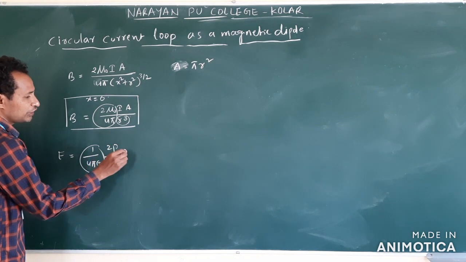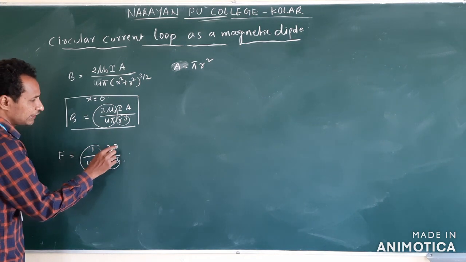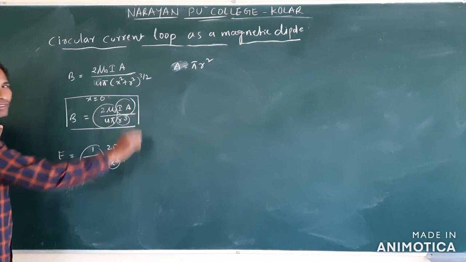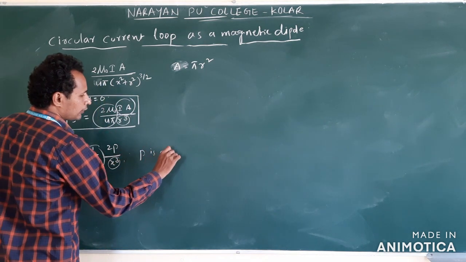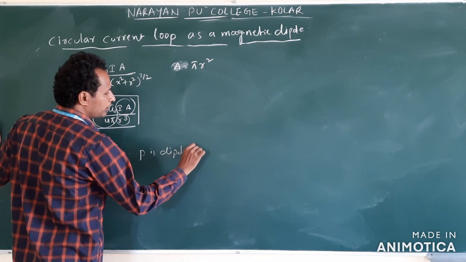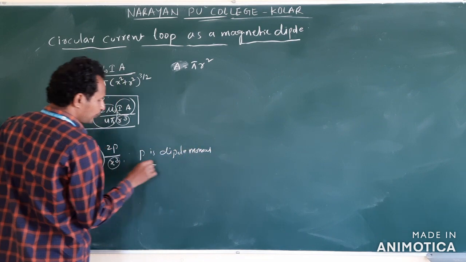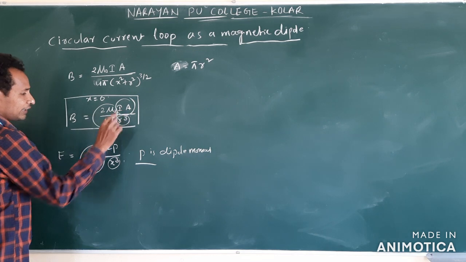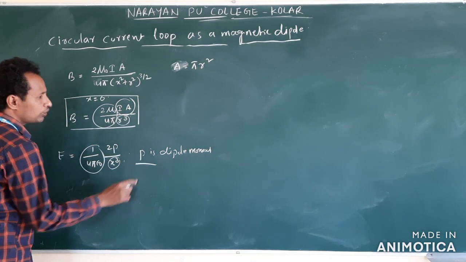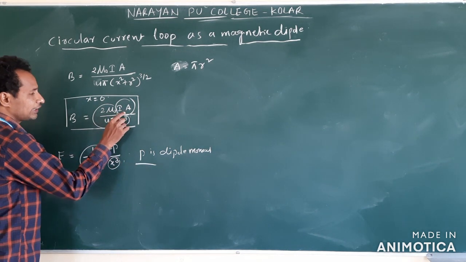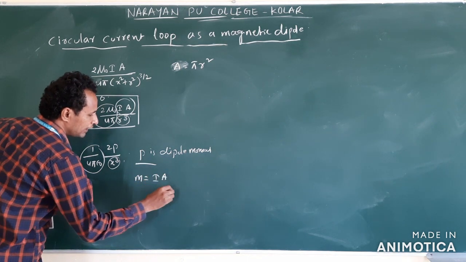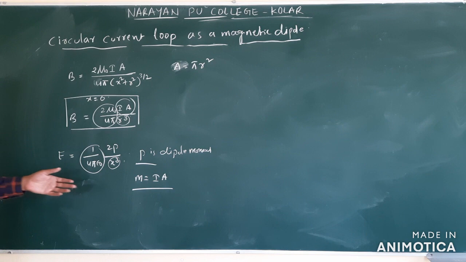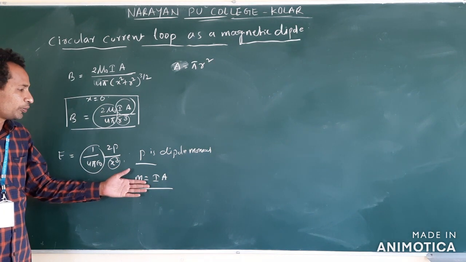Here P is what? Dipole moment. What is there in the dipole moment place? IA. This we call the electric dipole moment, and this we call the magnetic dipole moment. So we will express M is equal to IA. This is the magnetic dipole moment.